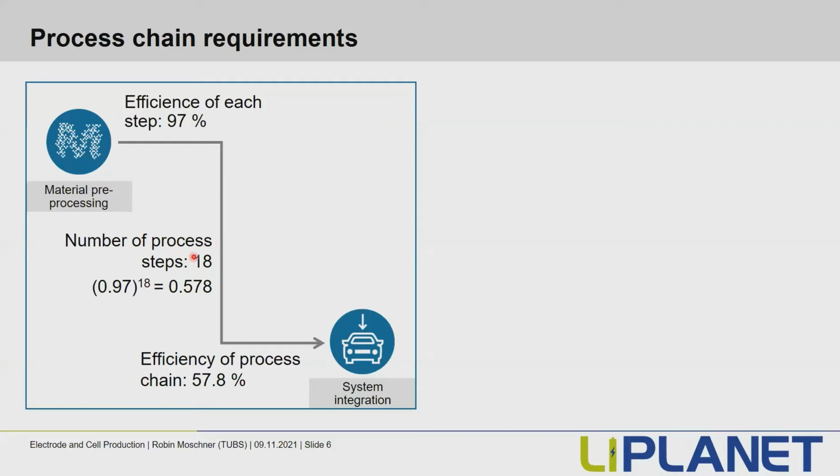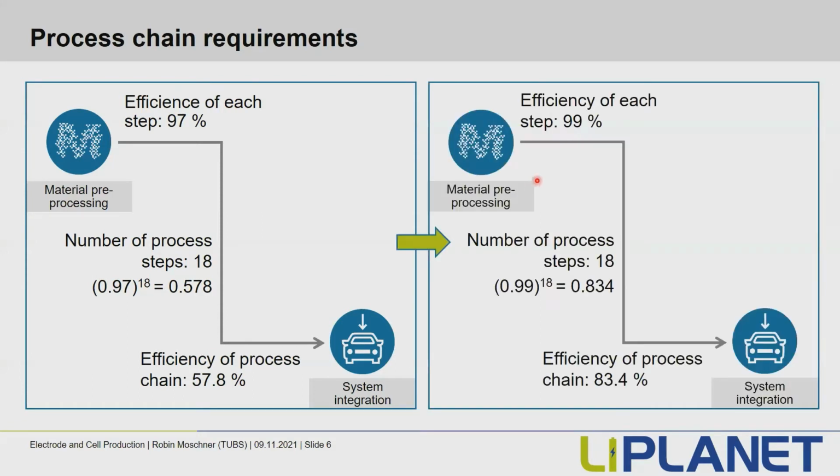And when we calculate this up for the 18 process steps, we get an overall process efficiency of only 57.8%. So more than 40% of all the materials and all the energy we put into the process are wasted. And that's a lot of waste, don't you think? So let's say we increase the efficiency of each process step to 99%. Then we get an overall efficiency of 83.4%. Much better, but not perfect.